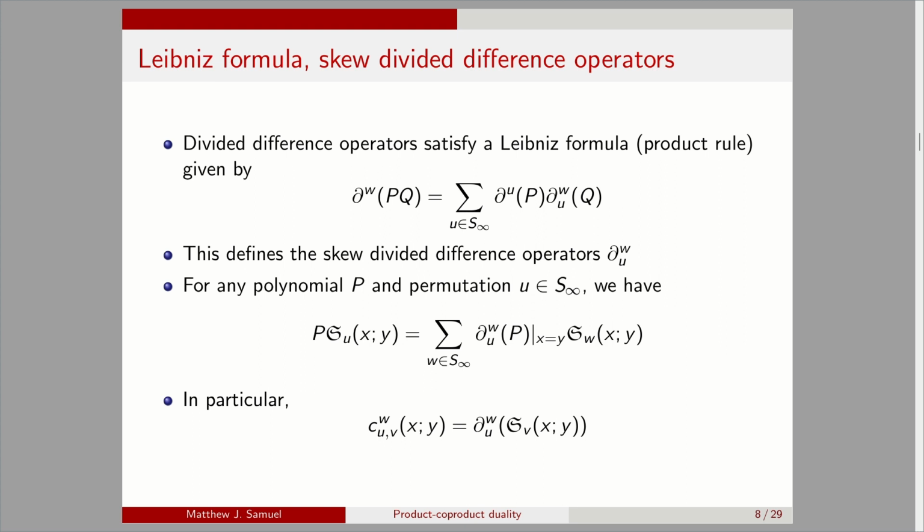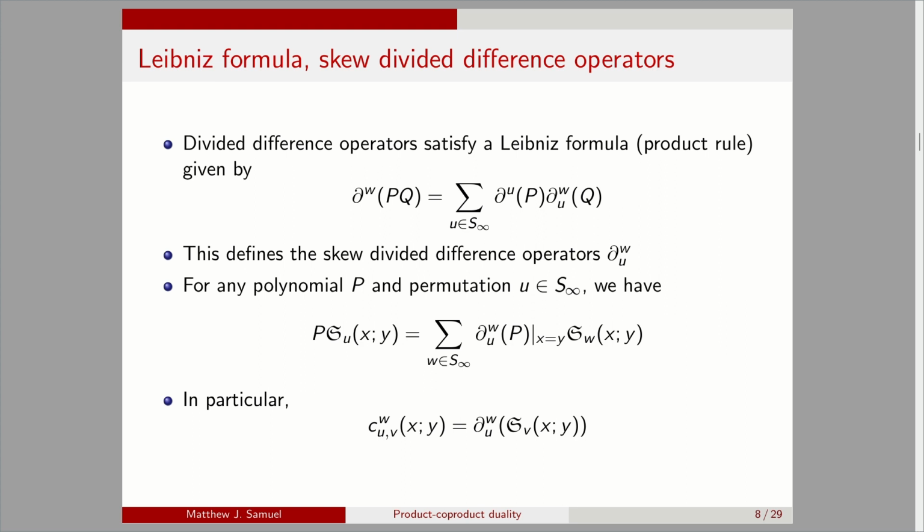So this defines new operators depending on two permutations, partial u w, called the skew divided difference operators. The significance of the skew divided difference operators, besides being part of the Leibniz formula, is that for any polynomial p and a permutation u in S infinity, we can write the product p times S_u of x, y as a sum over all w in S infinity.